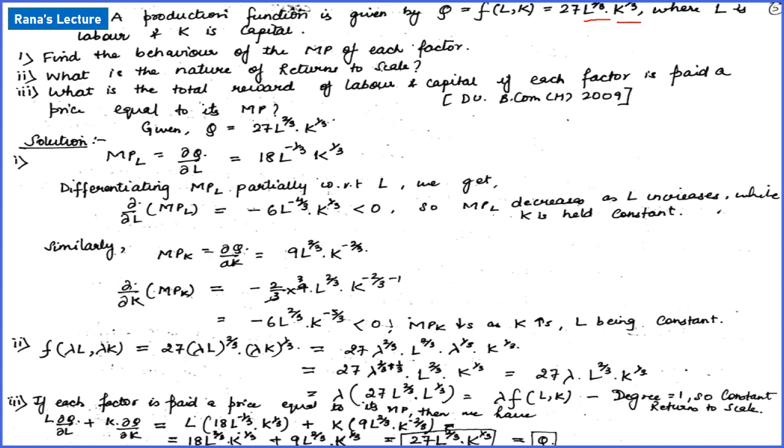क्या बोल रहा है क्वेश्चन में? आपको बिहेवियर पता करना है मार्जिनल प्रोडक्ट ऑफ ईच फैक्टर. बिहेवियर मतलब कि MPL और MPK इंक्रीज कर रहा है, डिक्रीज कर रहा है, कांस्टेंट है, क्या है? You have to find out this, right? दूसरा बात है नेचर ऑफ रिटर्न्स ऑफ स्केल. ये भी इंक्रीज कर रहा है, डिक्रीज कर रहा है, कांस्टेंट है, ये क्या है? You have to find out this.